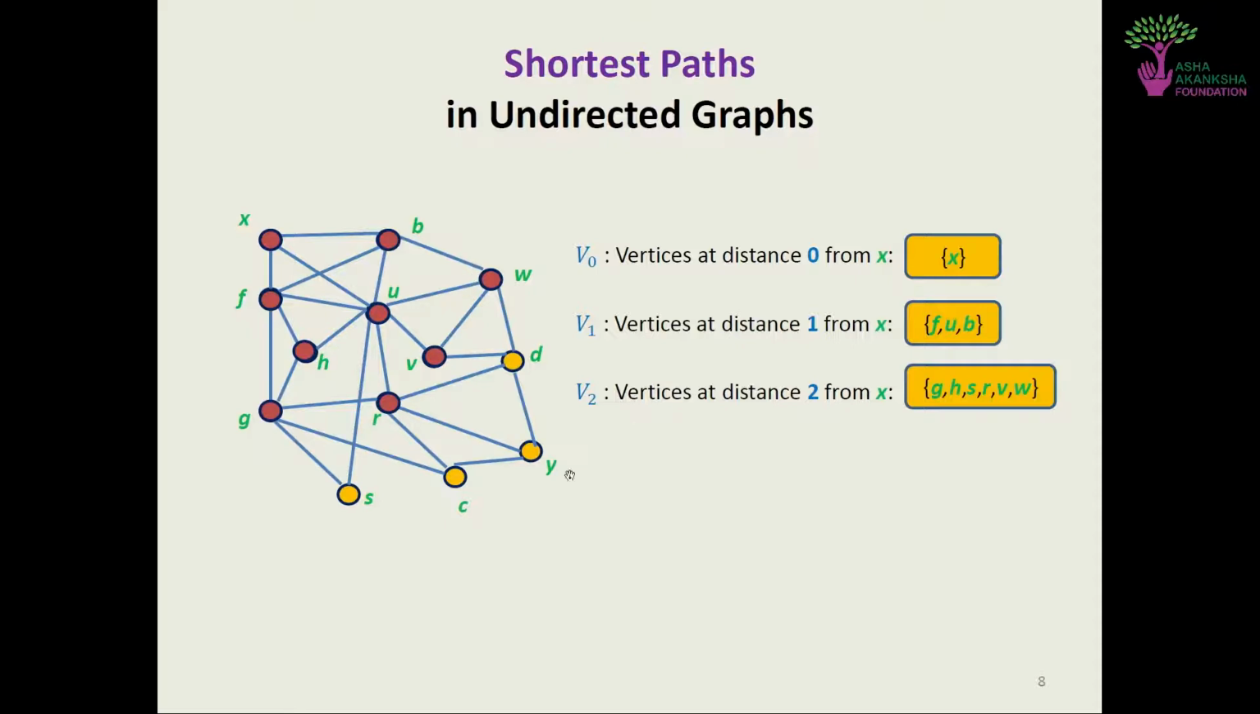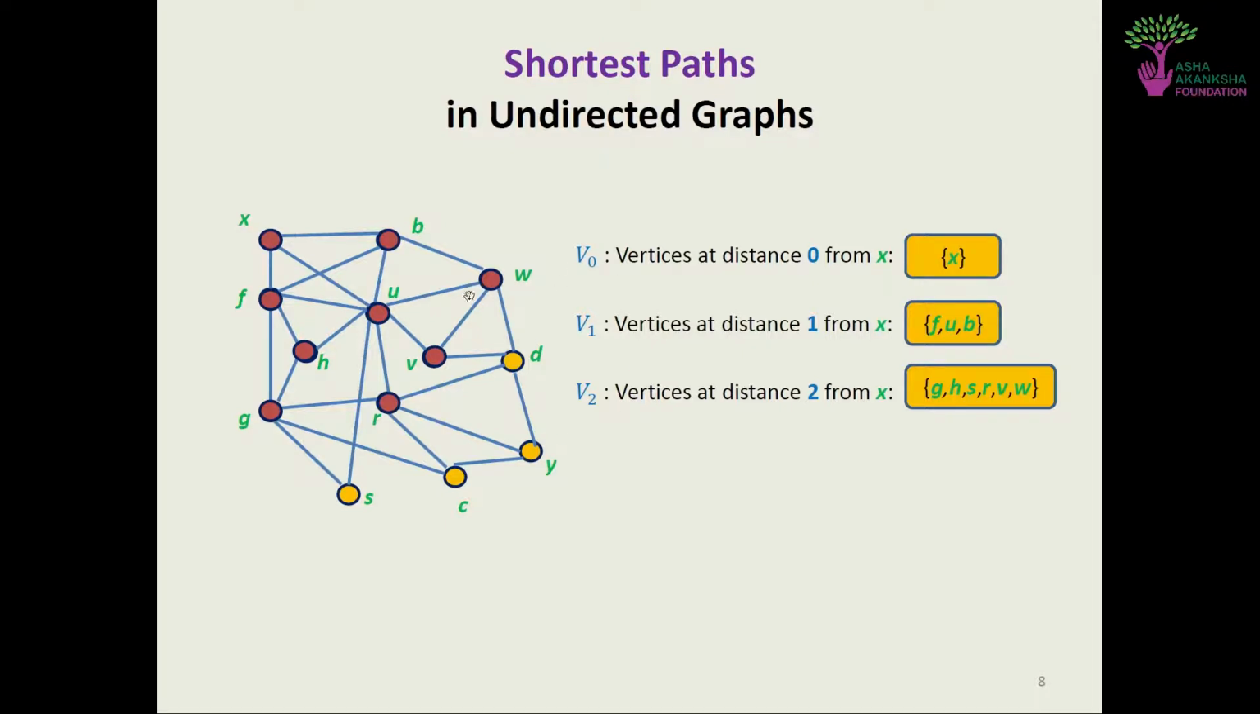Similarly, if we try for any other node, let's say w, then b is a neighbor of w, u is a neighbor of w, v is a neighbor of w, and d is a neighbor of w. So b was part of v1, u was part of v1, and v was part of v2. Here w itself is part of v2. So we exclude everything which came before, all the elements of v0, v1, and v2. If we exclude b, u, and v, all we are left with is d.